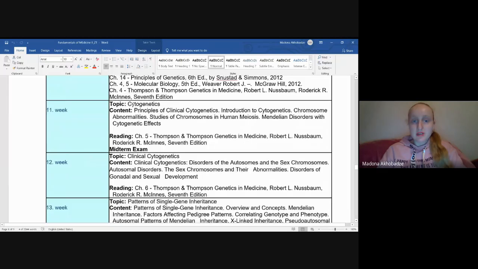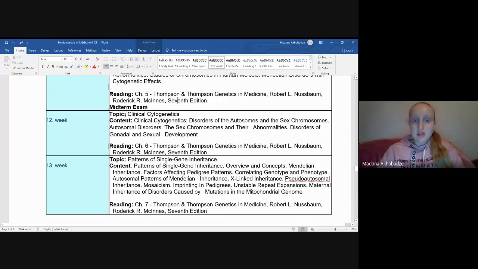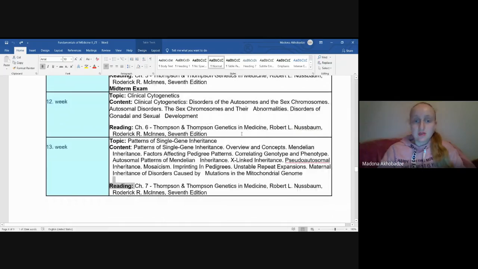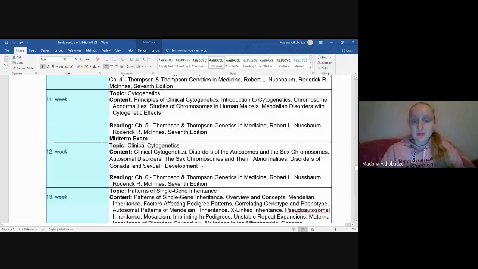And we talked about cytogenetics last Saturday. This part will also be included in the second midterm, which is chapter 5 in the Thompson and Thompson. And today we're going to talk about clinical genetics, chapter 6, and we're going to start chapter 7 from the Thompson and Thompson, patterns of single gene inheritance, which I have divided into 2 PPTs. So today we're going to go through this part, but only this part will be included.